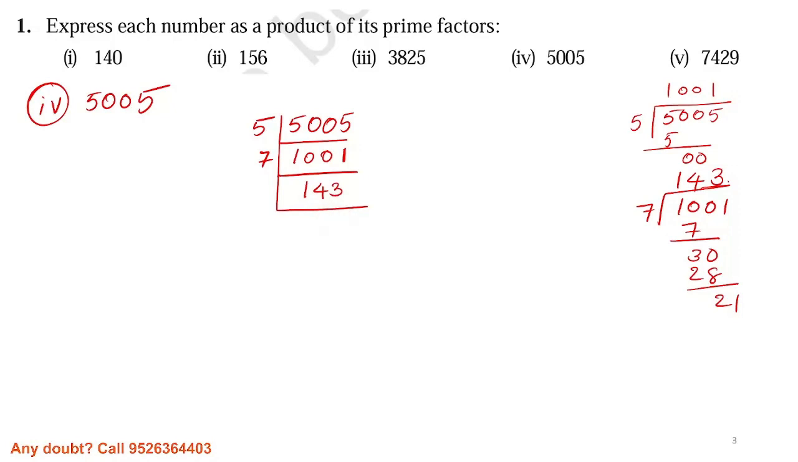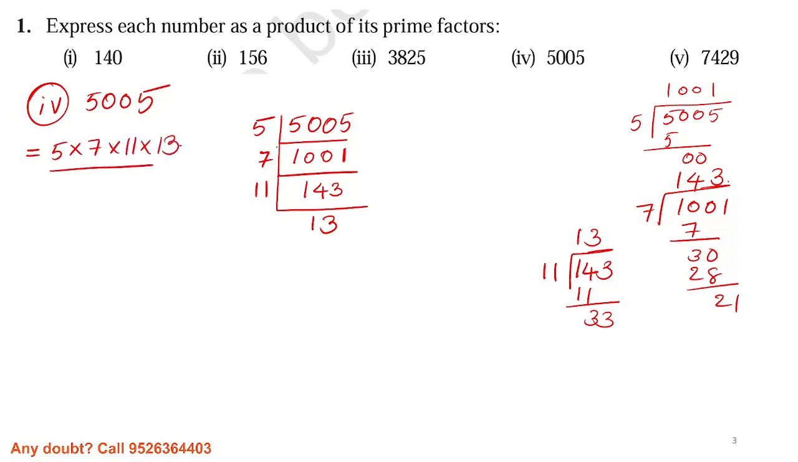Then after 7, the next prime number is 11. If you divide by 7, it's not possible to divide, so I have to check 11. 11 is the next prime number, right? 11 times 13 is 143. 13 is a prime number. So the answer is 5 into 7 into 11 into 13. We prefer prime numbers in the increasing order.